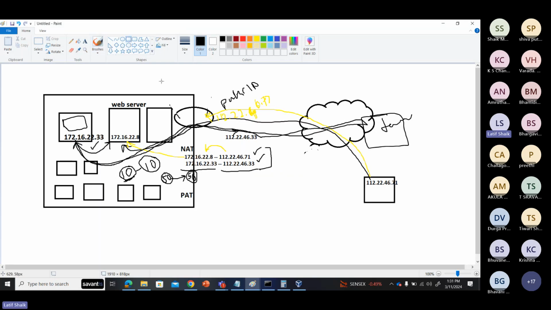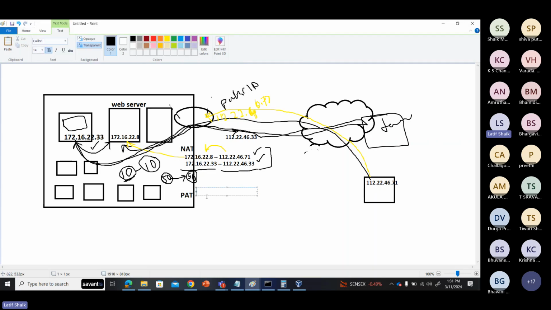Okay. So in your home or offices, the technique they use is called PAT. What is the PAT technique? Port Address Translation. PAT is Port Address Translation. NAT, sir, is Network Address Translation. This PAT is also called NAT overload. Why is it called NAT overload?